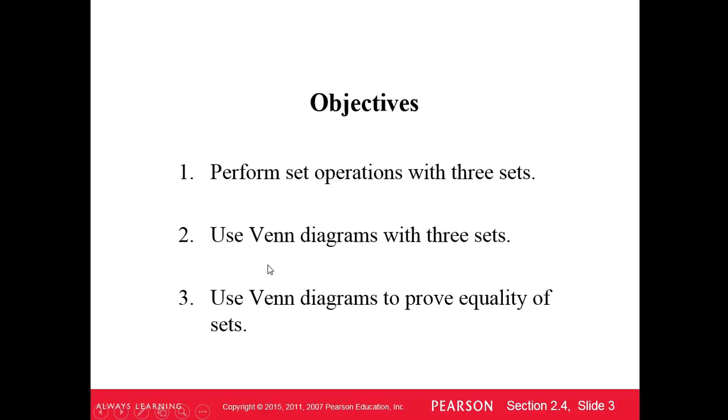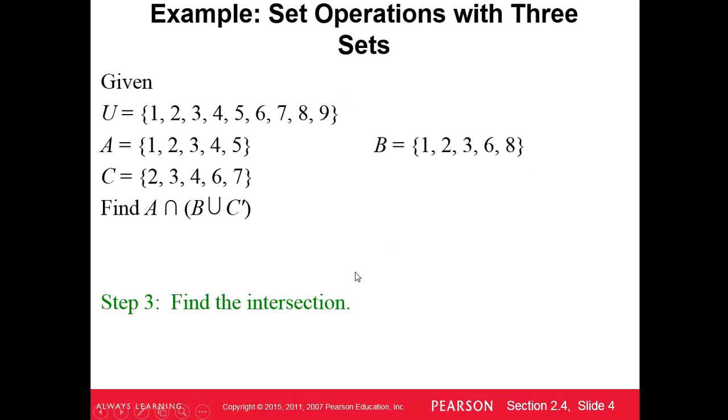Next section, Venn diagrams, but now with 3 sets. So this one says A, B, and C. Find A overlap with B union C complement. Remember, we do what's inside the parentheses first. So C is 2, 3, 4, 6, 7. The complement would be 1, 5, 8, and 9.